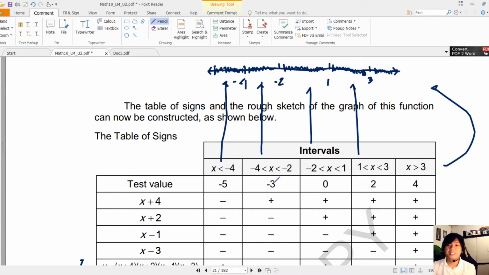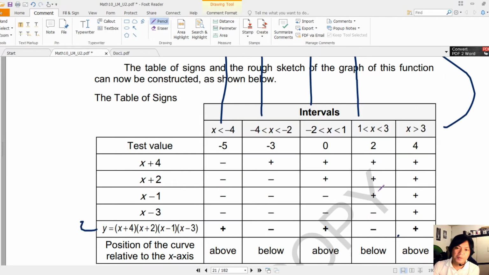So, numbers between negative 2 and 1, nilagay dito 0. Numbers between 1 and 3, 2 ang nilagay dito. So, numbers greater than 3, ang nilagay dito 4. So, pwede 5, pwede 6, pero mas maganda 4 na lang para medyo maliit lang yung numbers na kailangan natin i-test. Now, we will test the sign.